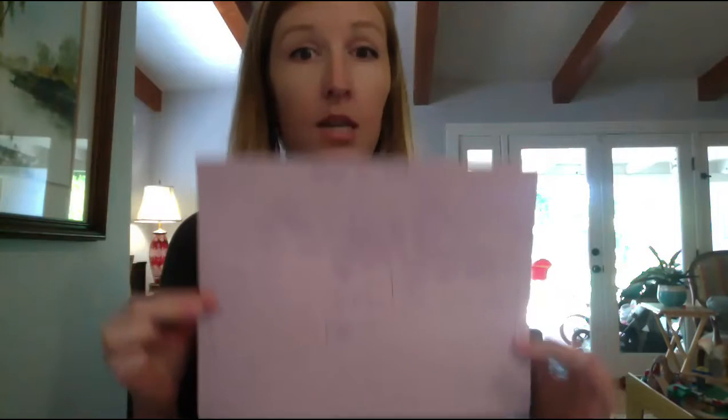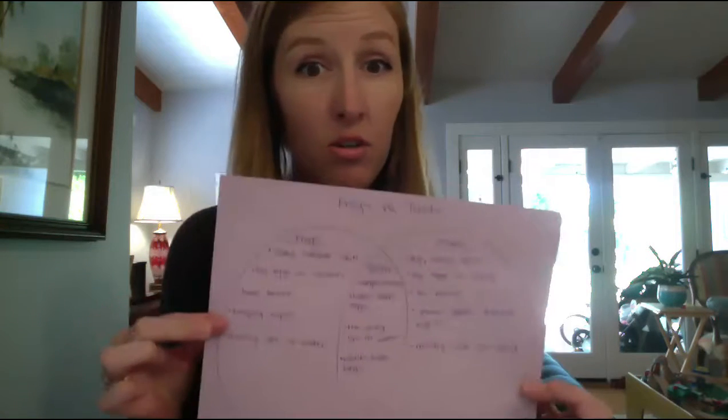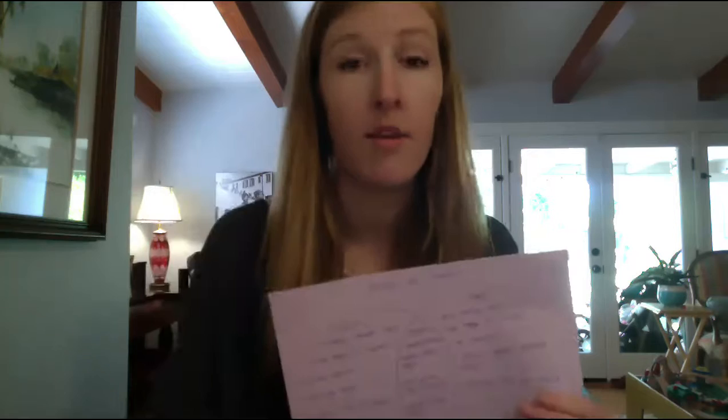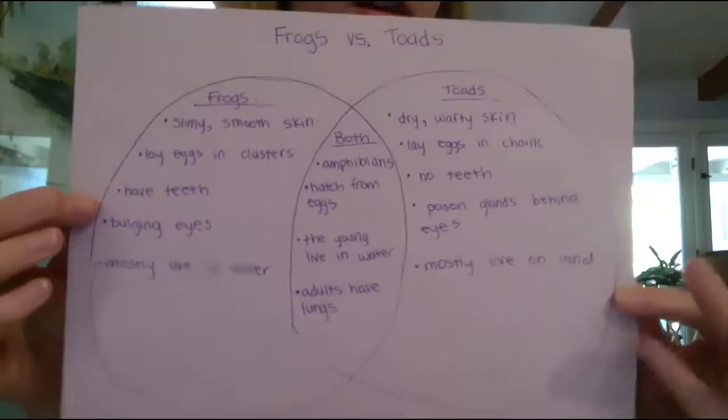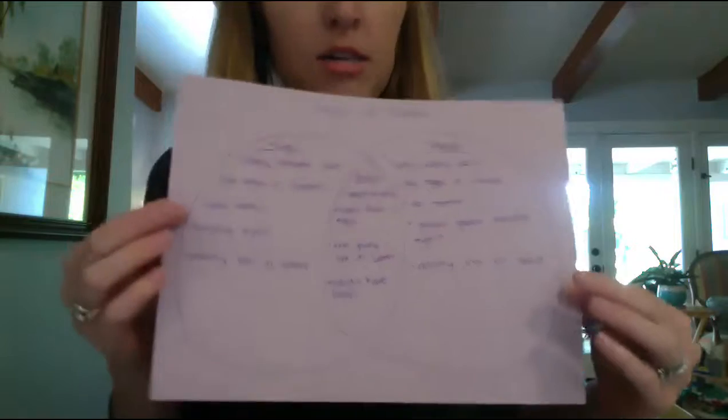Okay, so take out your Venn diagrams that we did yesterday. If you didn't do this, stop. Go back to the last video. It's called Amphibians Day 4. All right, you're going to need our Venn diagram for our writing activity today.